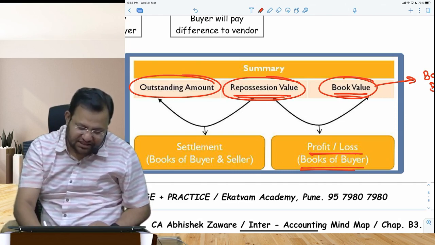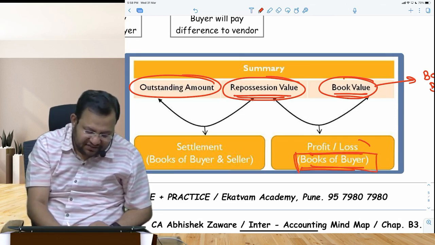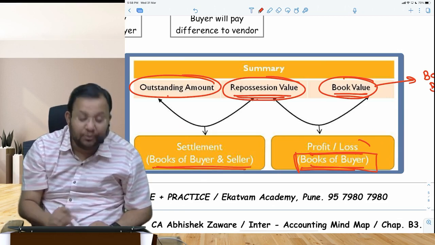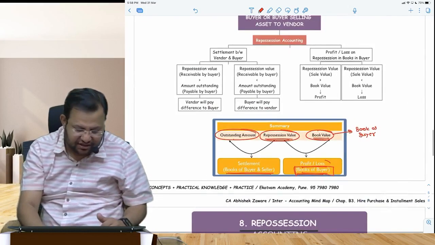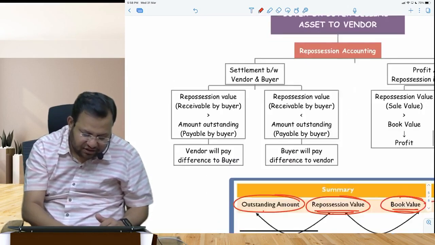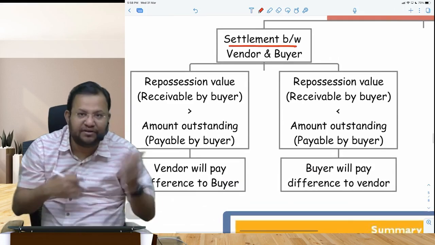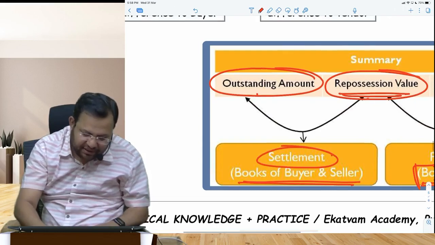So profit or loss comes up only in the books of the buyer, whereas the difference between repossession value and outstanding amount is in the books of the buyer as well as the books of the seller. There should be a contra effect. And then we do the accounting. So in repossession accounting, there is a settlement between the buyer and the seller. The amount payable, this is the settlement amount, that should be settled.